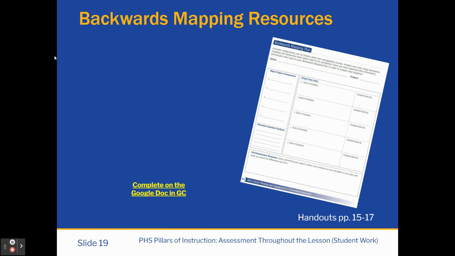So if we look at it, you're going to look at handouts page 15 through 17, and this is in the resource handout. And you're going to complete this on your Google Doc. And you're going to first do a quick write. How will you use backwards mapping for a personal goal you want to accomplish? And again, you're going to have to look at the resource handout, pages 15 through 17, and you're going to see that it's broken into parts.